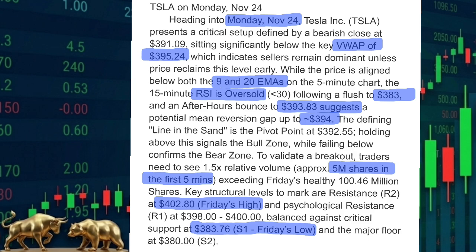That makes sense. Or you could even specify placing the stop just below the prior close at 391.09 if you're playing that mean reversion gap up. It ties it to a real-world level. Okay, so we've tightened up the internal risk. Now let's talk about external threats.